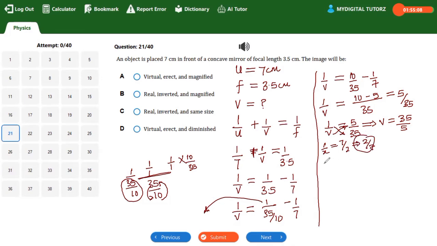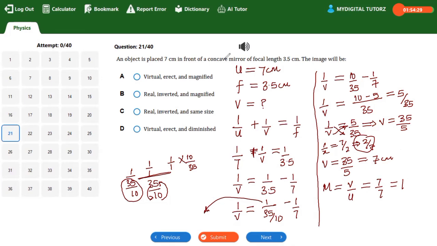So come back to our work, which is v now equal to 35 all over 5, which will give me 7 centimeter. You can see the image distance is the same as the object distance, 7 centimeter, 7 centimeter. So let me get the magnification now. Magnification M is image distance all over object distance. That will be equal to 7 over 7, which is 1, isn't it? Since the magnification is 1, it shows the image size is the same as the size of the object.